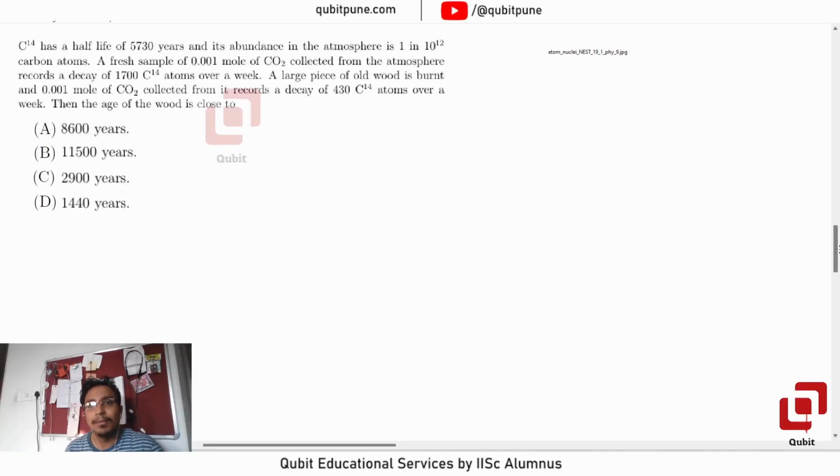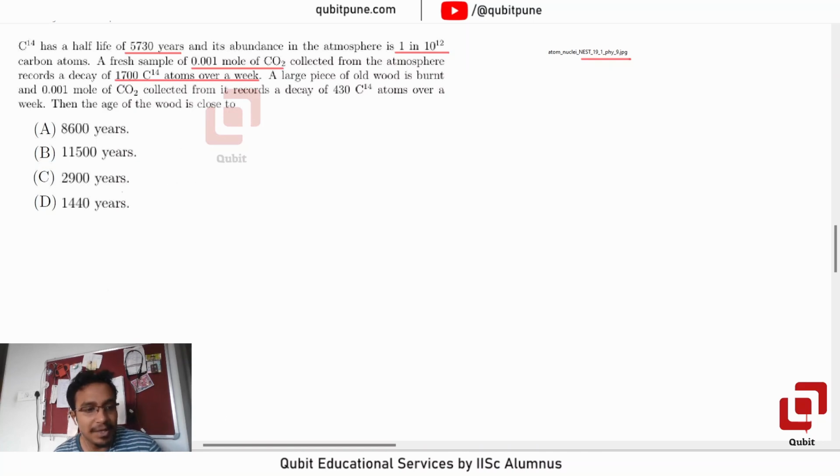A carbon dating problem from NEST 2019 Shift 1, question number 9. C14 has a half-life of 5730 years and its abundance in the atmosphere is 1 in 10 raised to 12 carbon atoms. A fresh sample of 0.001 mole of CO2 is collected from the atmosphere and it records a decay of 1700 carbon 14 atoms over a week.